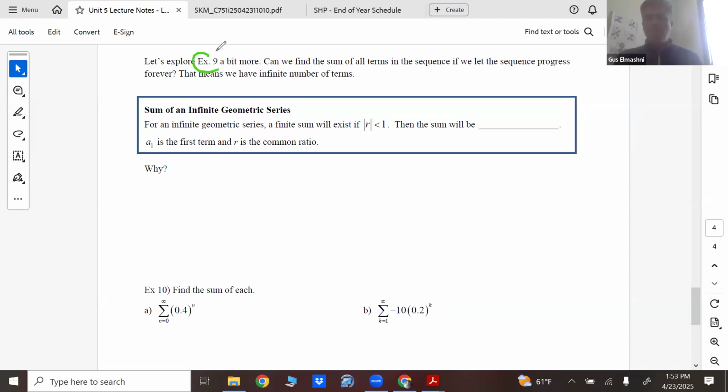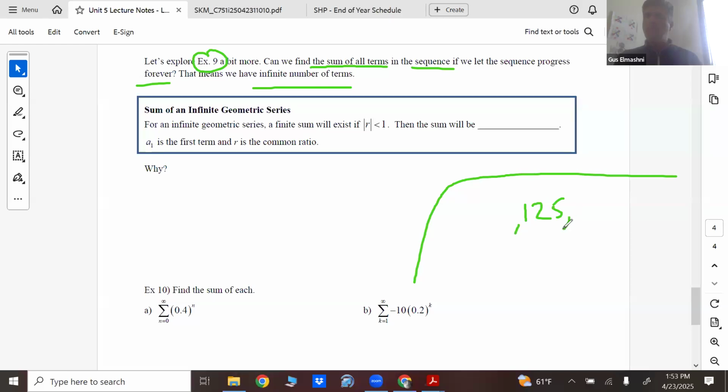Let's explore example 9 a bit more, right? Can we find the sum of all terms in that sequence if we let the sequence progress forever, meaning we have an infinite number of terms? So, for example, I'll do this off to the side. The 4th term was 125, right? What would have been the term right before it? 250, right? Because we're multiplying by 1/2.